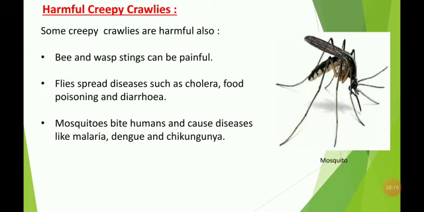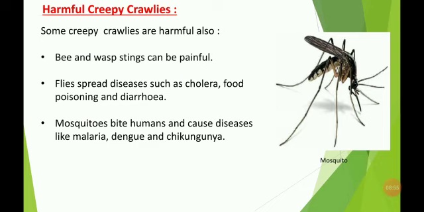Creepy crawlies can be harmful also, as bees and wasps have a special body part called a sting. They use it to defend themselves, so their sting can be painful. Houseflies spread diseases like cholera, diarrhea, and food poisoning. The reason is that they sit on dirty places and the germs of these places stick to their bodies and get transferred to our food. When we eat this food, we fall sick.